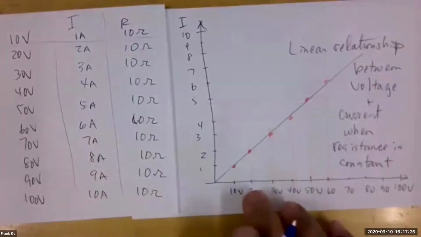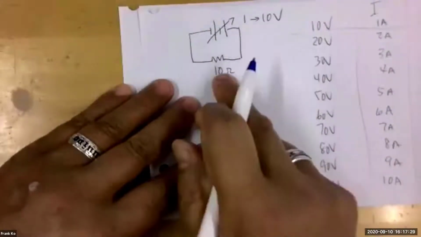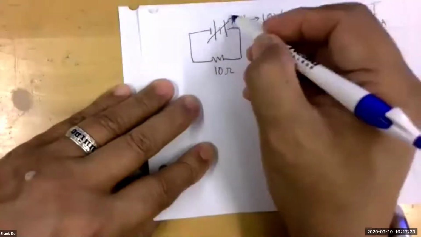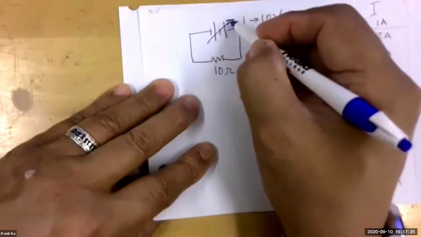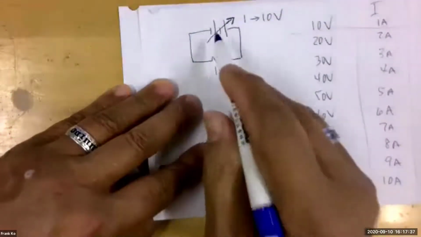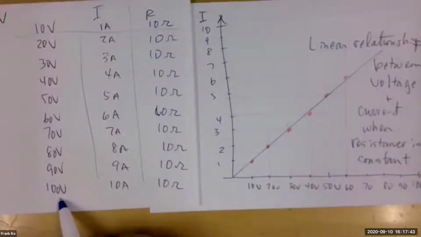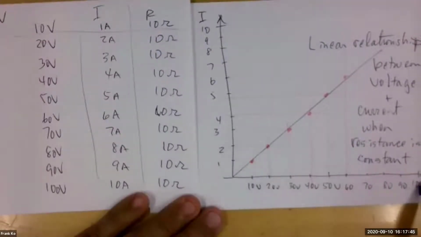Okay, we held the ohms to be 10 ohms in this schematic. That was fixed. The only thing that was variable was the voltage. So for a variable, just simply draw a diagonal across any component, and now it's a variable component. And how did we vary the voltage? We varied the voltage from 10 volts up to 100 volts. Here's our 10 volts to 100 volts.